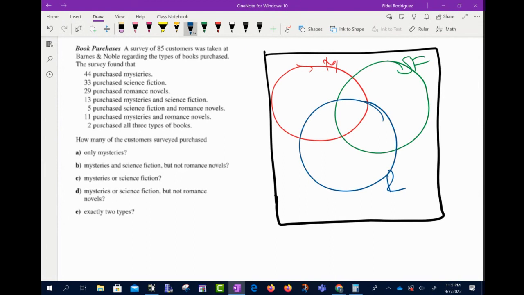So when I do this, again, just a reminder, I always start from the bottom going up. So look what it says. 2 bought all 3 types. So where all 3 circles overlap, I'm going to write the number 2.